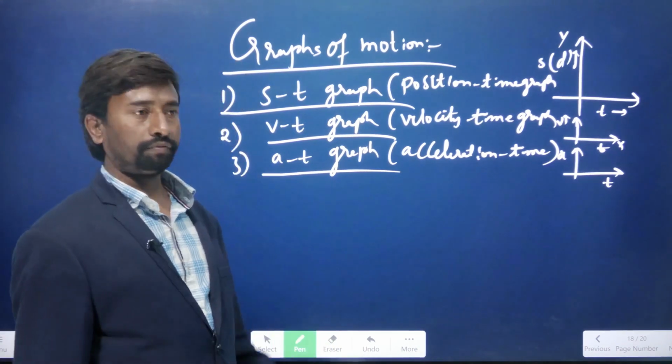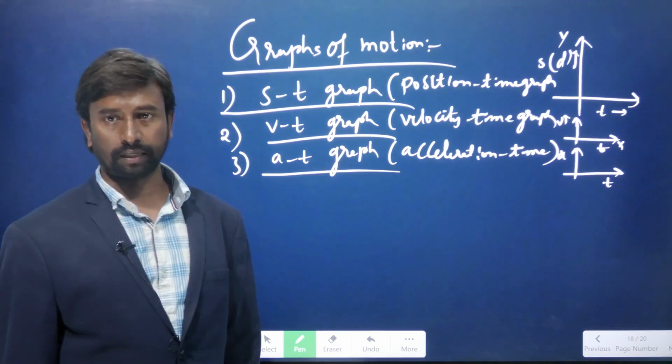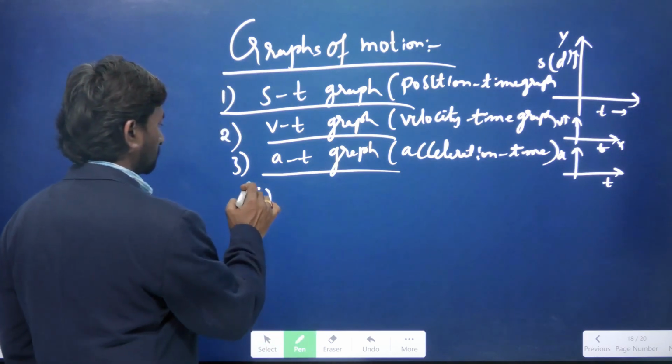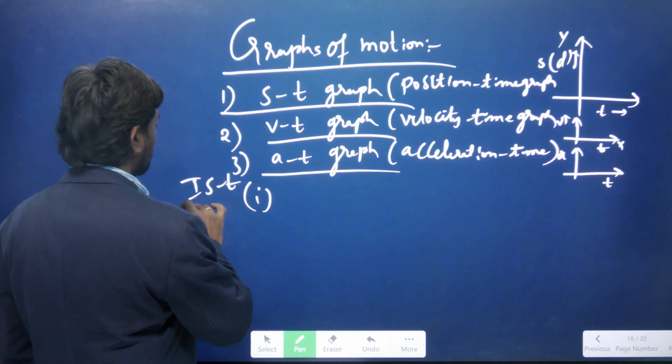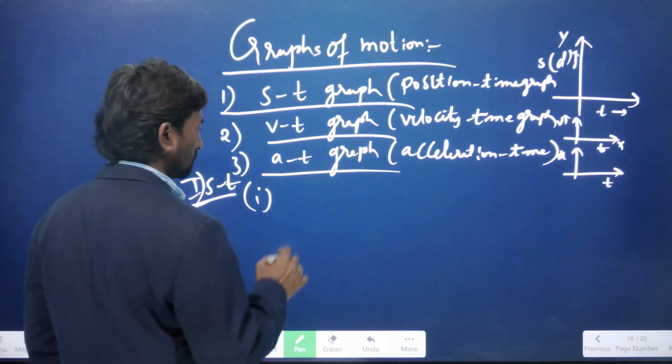So there are different cases in the ST graph, VT graph and AT graph. Okay. So now we'll see the first one, the ST graph. Different cases in the ST graph. The first case: if a body is at rest.